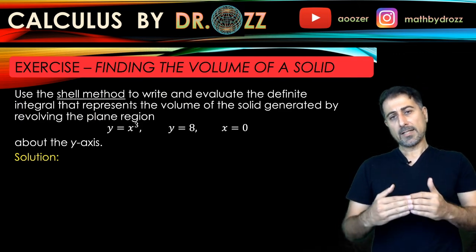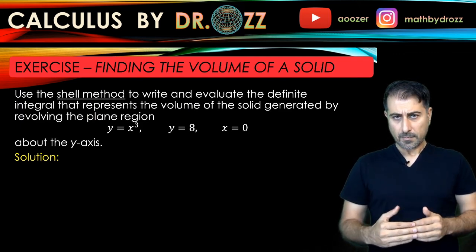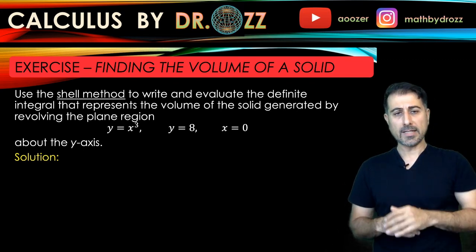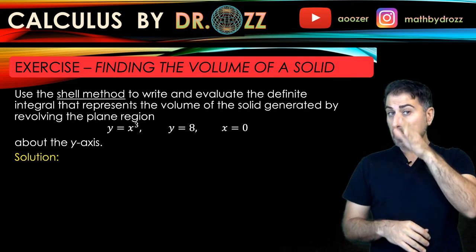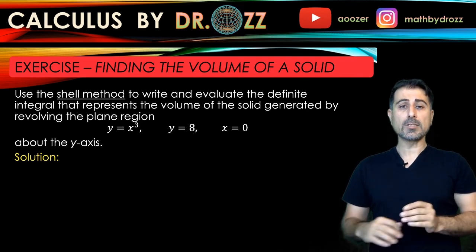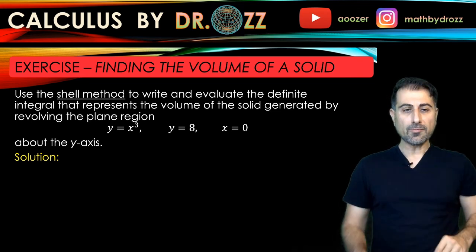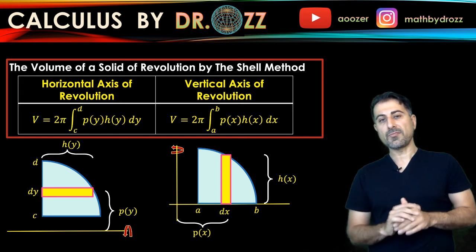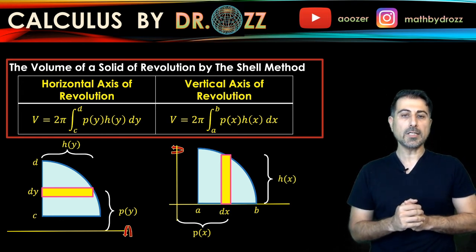In fact, we take slices parallel to the axis of revolution, since the y-axis is the axis of revolution. So we're going to get vertical slices within our green region. But let me just remind you the formula for that. Here we go. This is the table of the volume of a solid of revolution by the shell method.